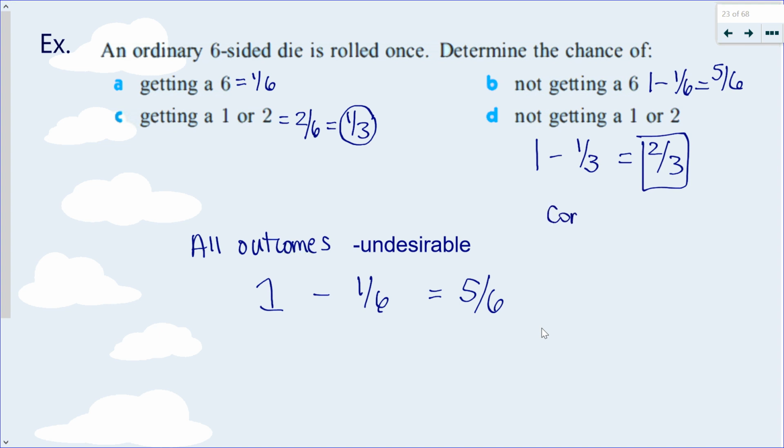And complement is spelled a little differently. This is the mathematical version of complement. So it's basically saying like everything but. It's the complement. Like complementary colors, kind of like that, like yellow and blue and red and green. So it's mathematically the complement there. So not getting a 1 or 2, it's 1 minus, because you're doing everything but that. So that's using the complement, and it tends to be a little faster if there are a bunch of outcomes.